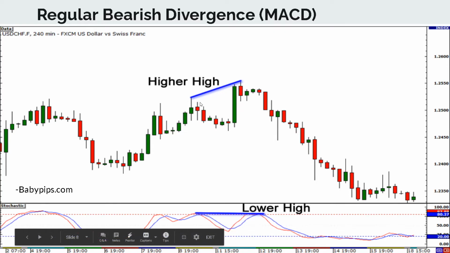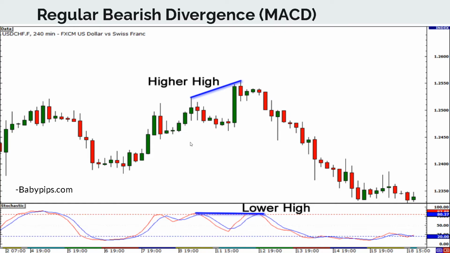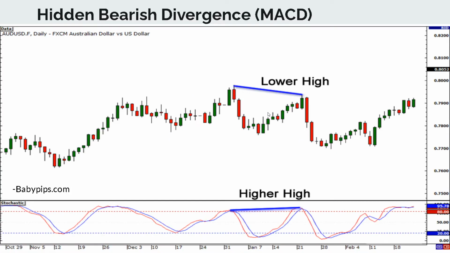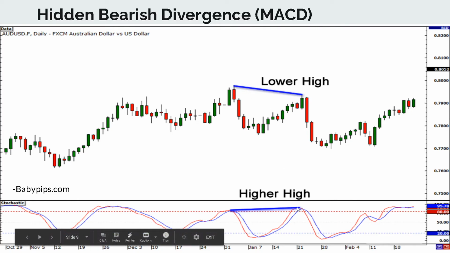but then on your oscillator, you have a lower high. This can signal, as you see on the chart, after this occurs, quite literally what the term is called, bearish divergence, some sort of appearance of bearishness coming in the future. Then you have your hidden bearish divergence, just another term. You basically have a lower high on price with a higher high on your oscillator.